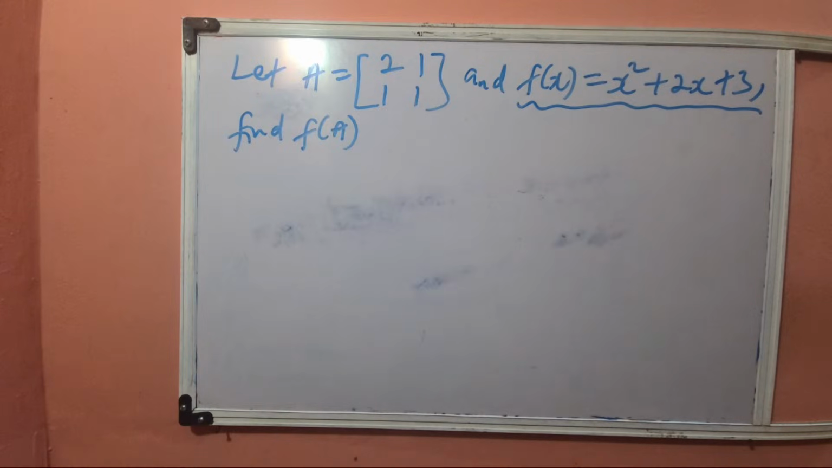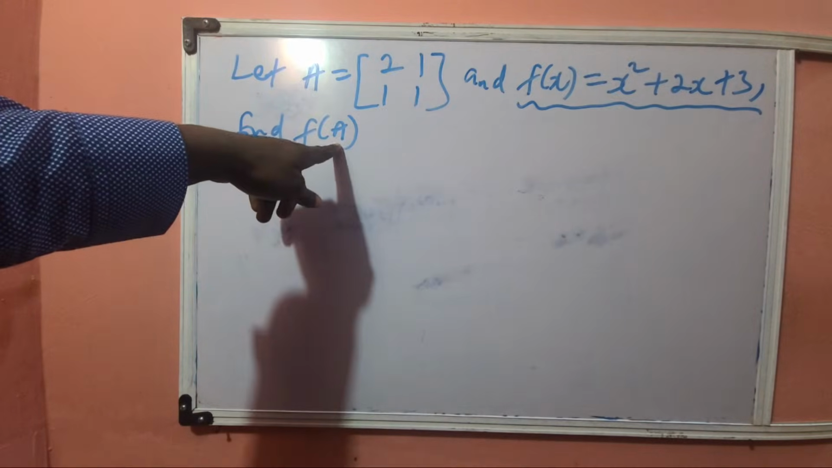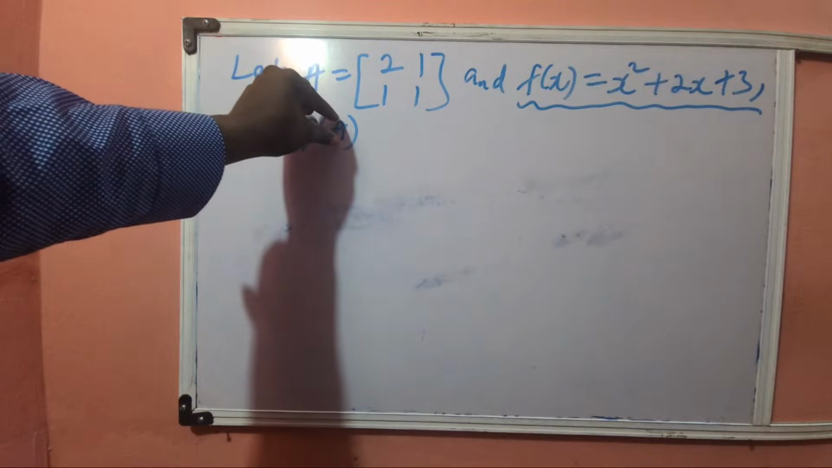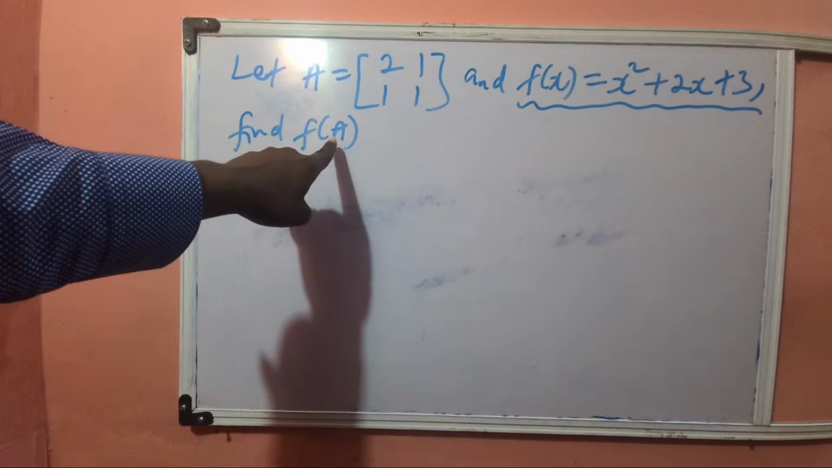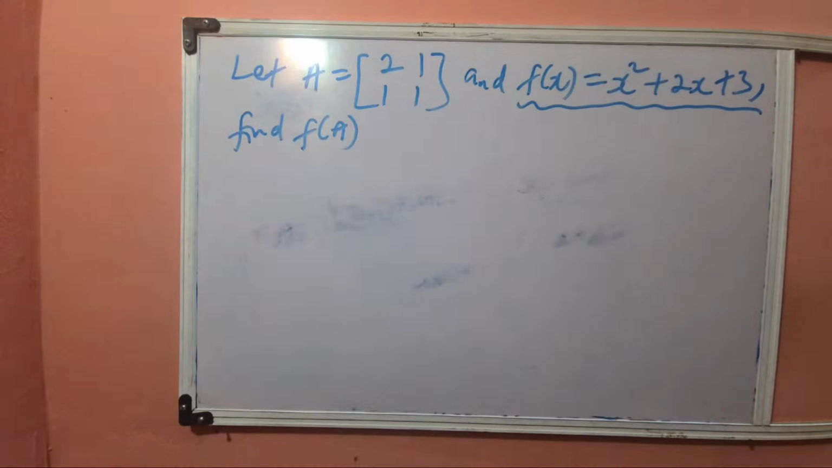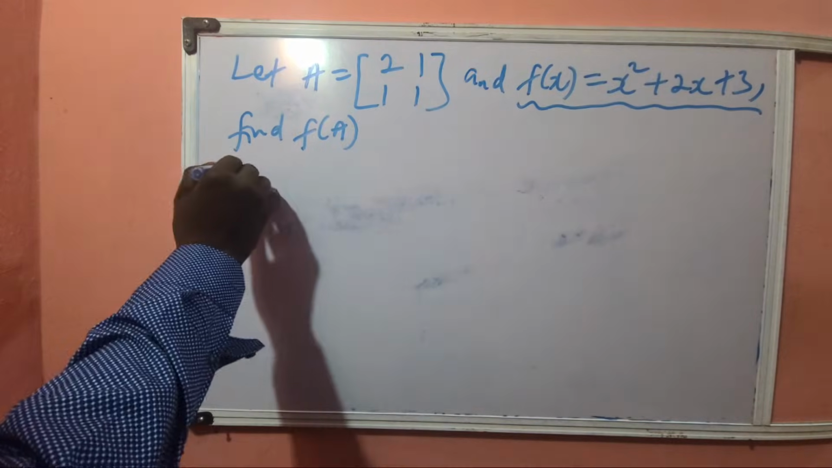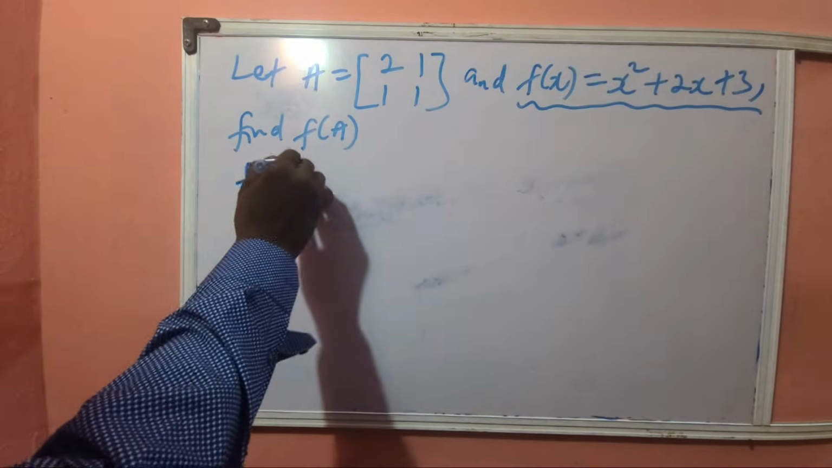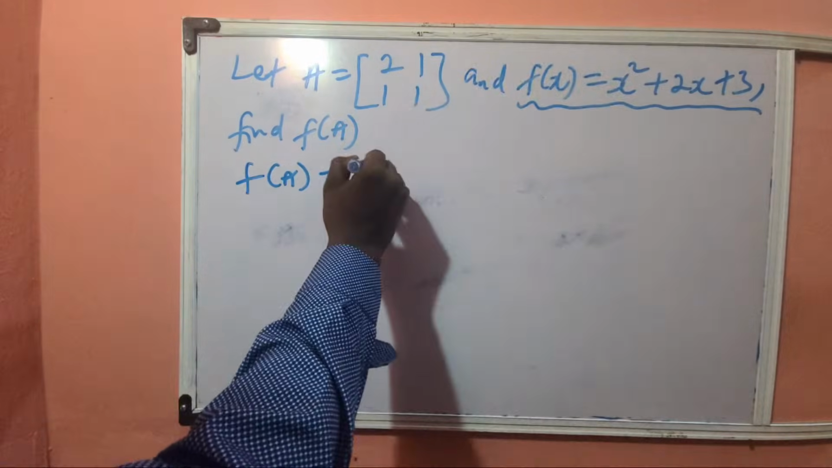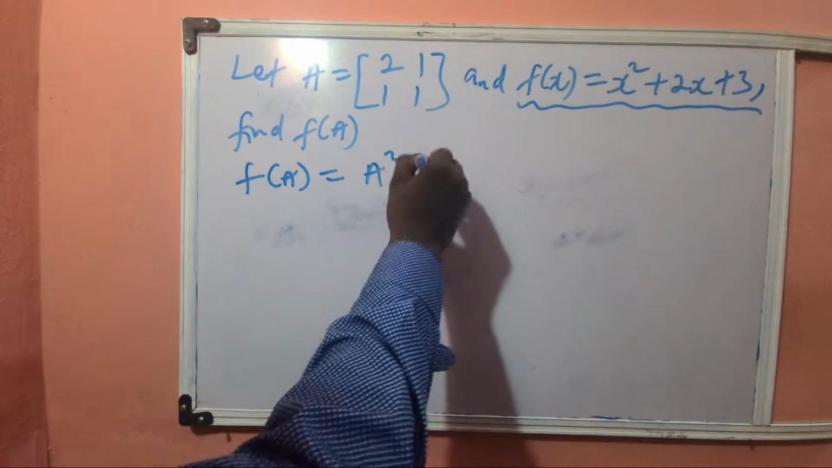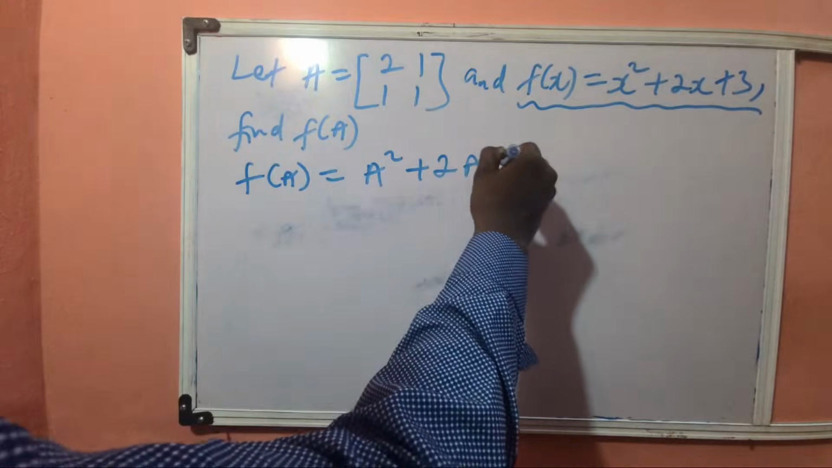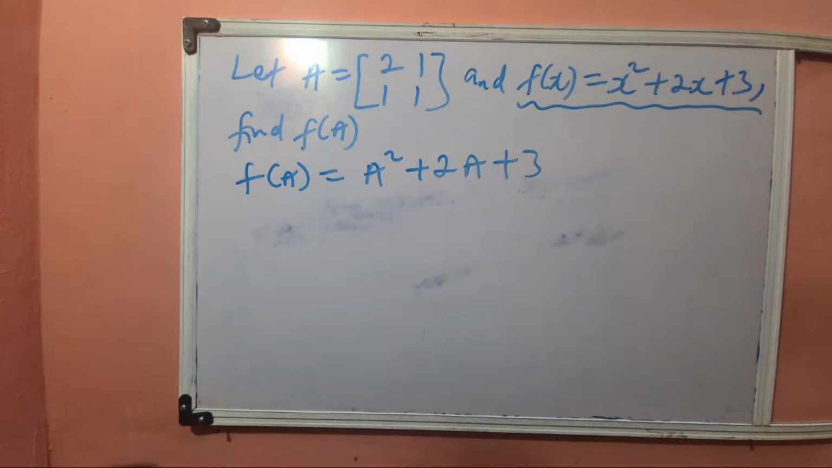We are then told to find f of A. Guys, when you have questions like this, all this means is that wherever you saw x before, fix in your value for A now. So wherever I saw x, that means I had f of x before. Now I'm finding f of A. What will f of A be? I'll be having A squared plus 2A plus 3. That's the very first step you guys have to do.